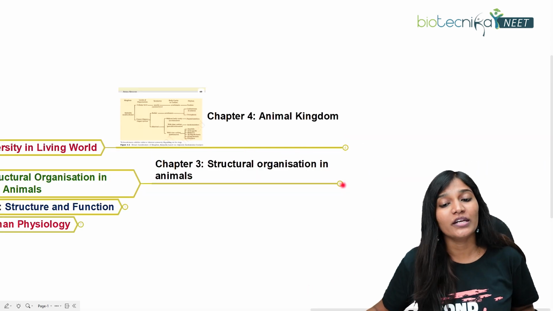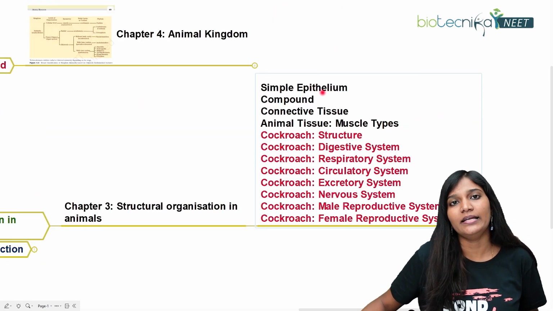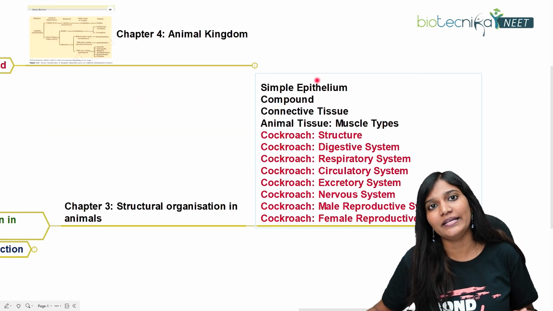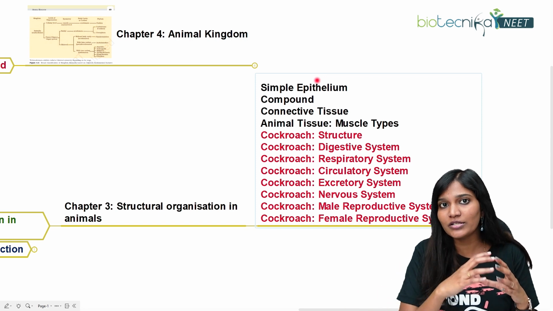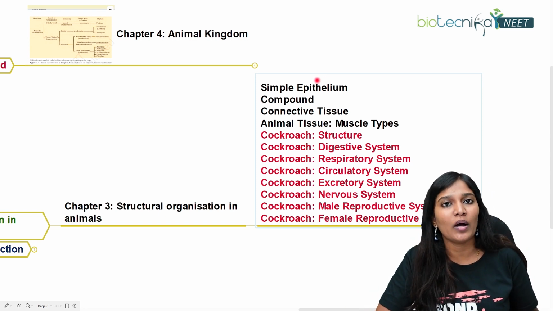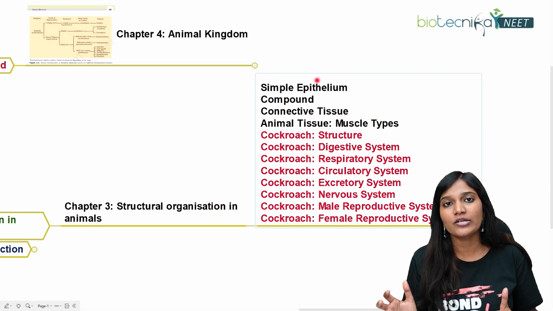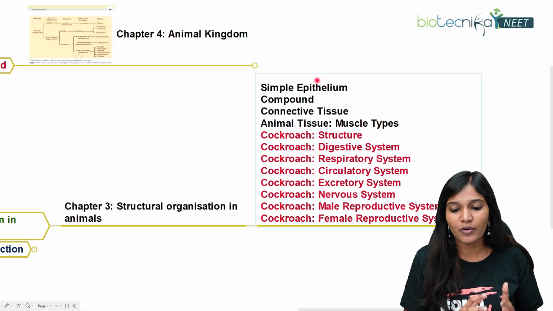Next is structural organization in animals. The first thing you have to learn is simple epithelium, squamous epithelium, compound epithelium, columnar epithelium, and the image is given. You have to remember those things. Along with that, glandular epithelium, you have to learn ciliated epithelium, everything, and where these epitheliums are actually present in which part of the animal system you have to study.